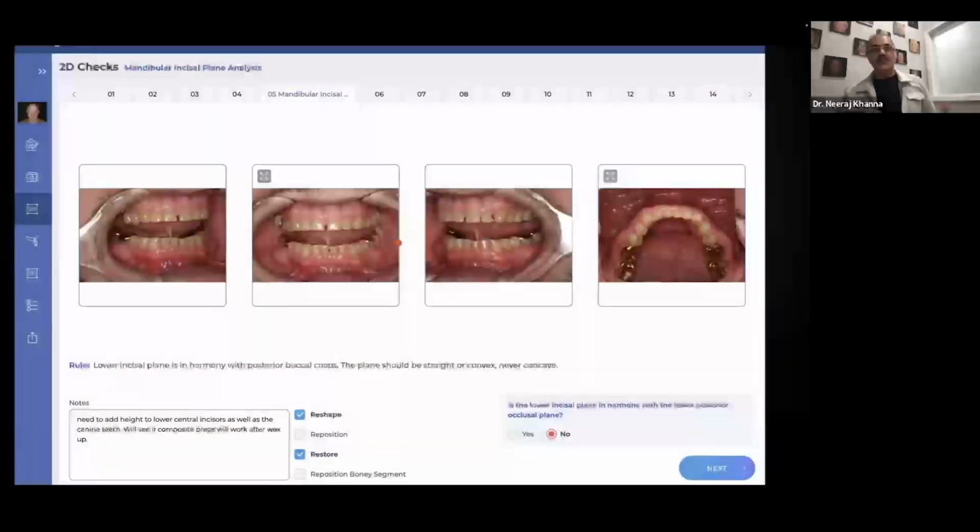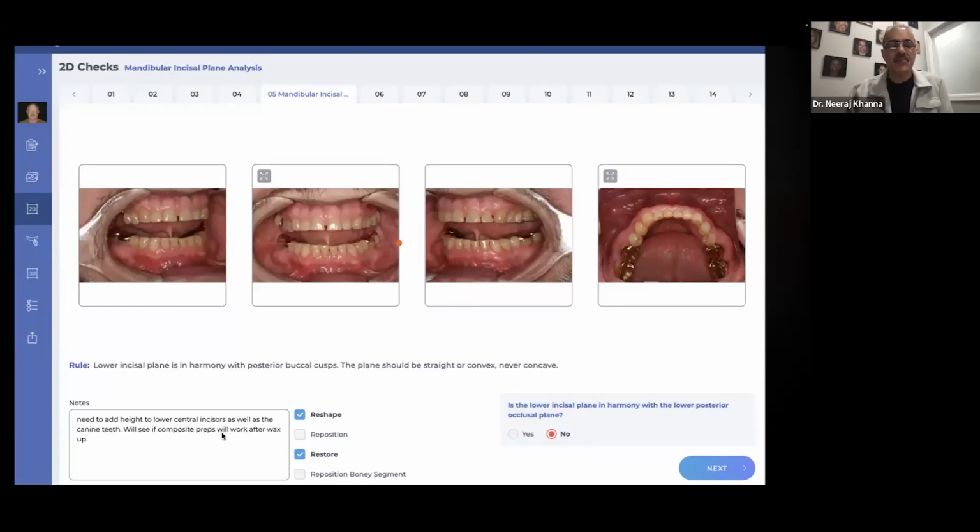We go through this software called the Smile Wizard, and it allows us to import our photographs. When we look at the lower anterior teeth, we want to draw a horizontal line between the canines and determine what we're going to do with the remaining space between that orange line and the lower anterior teeth. If you look carefully on the slide, you can see we need to add height to the lower central incisors as well as the canine teeth.